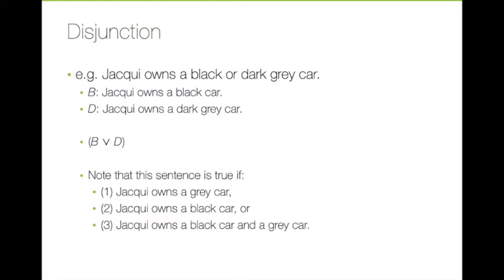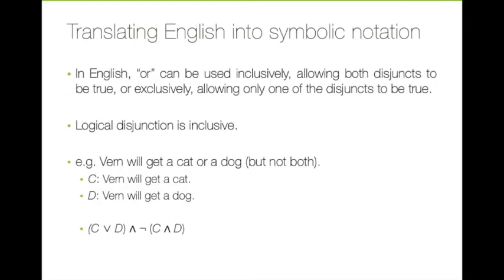When we write B V D, the meaning of logical disjunction is compatible with the sentence Jackie owns a black or dark gray car being true in any of these following circumstances. Jackie owns a gray car, could be true if that's the case. It could be true if Jackie owns a black car. And it could be true if Jackie owns two cars, one black and one gray. What we looked at just now is an example of an English statement where or was used inclusively, where it was possible for both the disjuncts to be true.